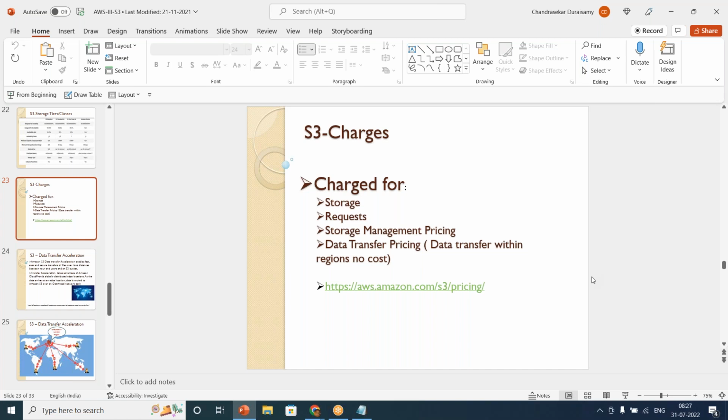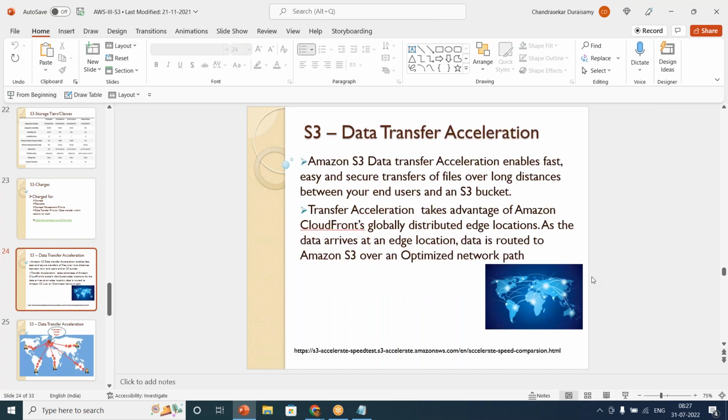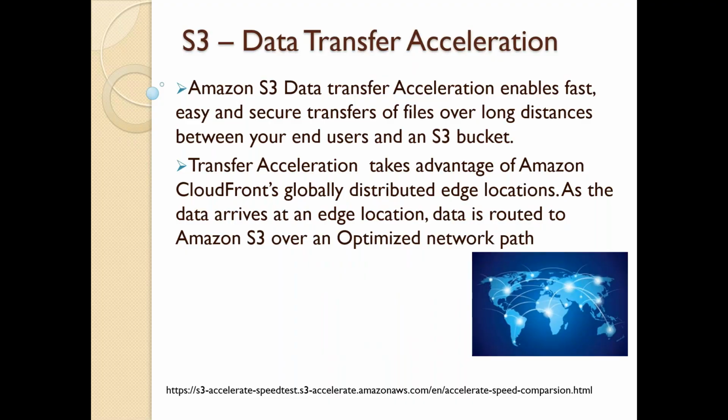Okay, so let's talk about data transfer acceleration. So far we have been uploading documents using our internet, right? Now my bucket is in the US, I'm in Chennai. I have uploaded a document, so the connection has to travel from Chennai to the US through the ISP, right?